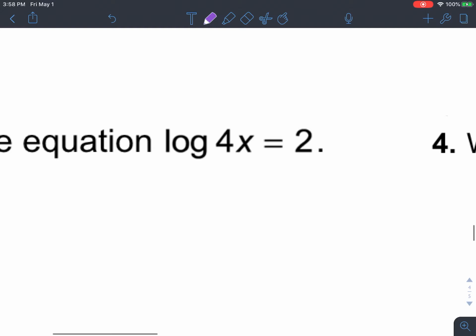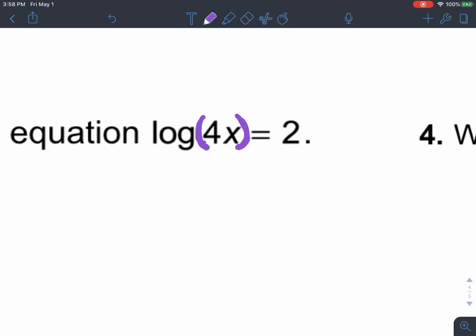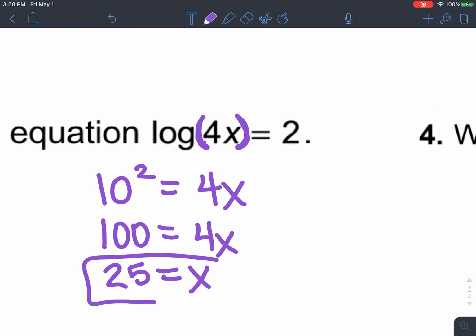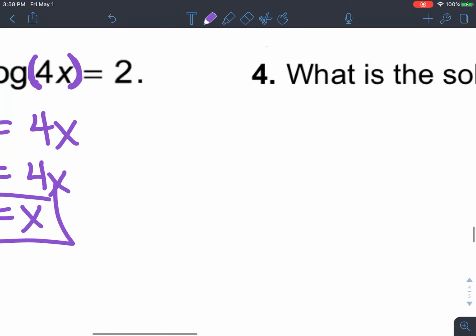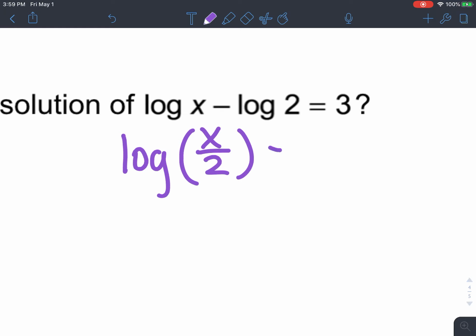Okay. There are parentheses here, even though they didn't write them, just so you know. So I would change this into an exponential. Done. And then this one, though, I'm going to condense into one log.